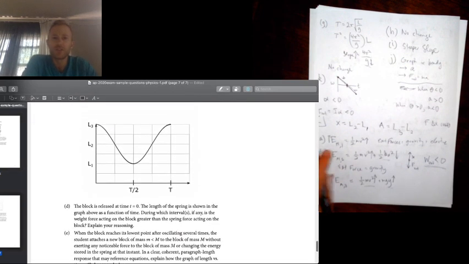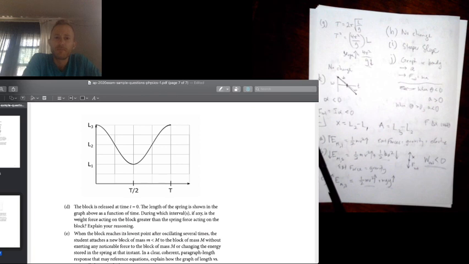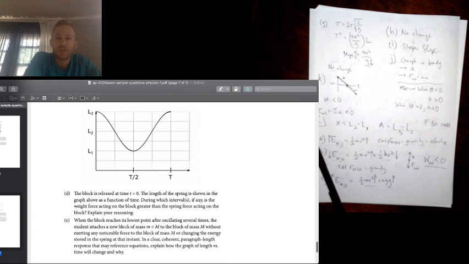D, the block is released at time 0. The length of the spring is shown in the graph above as a function of time. During which intervals, if any, is the weight force acting on the block greater than the spring force acting on the block? Explain your reasoning.